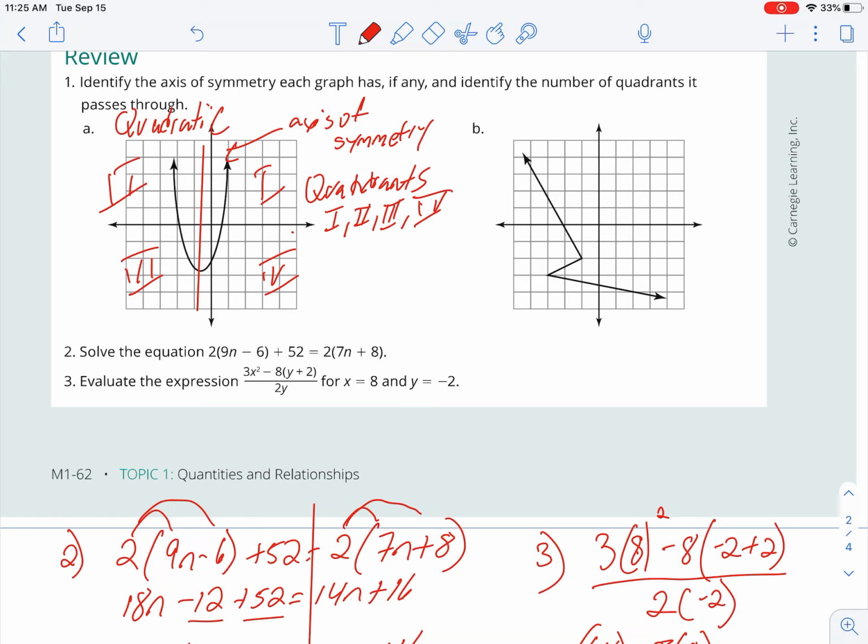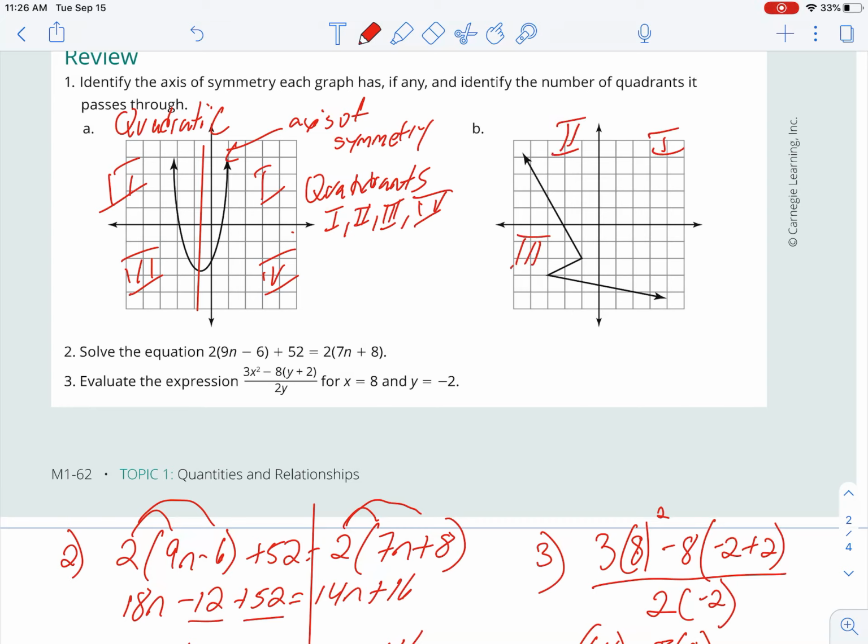Okay, I asked you to do practices 3 and 4, and I also ask you to do on this one review 1B. Review 1B is asking me to identify an axis of symmetry, which I do not have an axis of symmetry. Axis of symmetry would be a vertical line I could draw that would map the left onto the right. I don't have that.